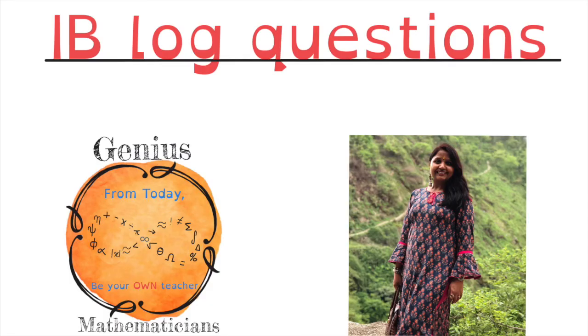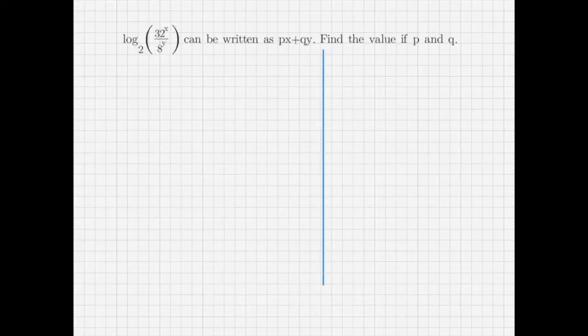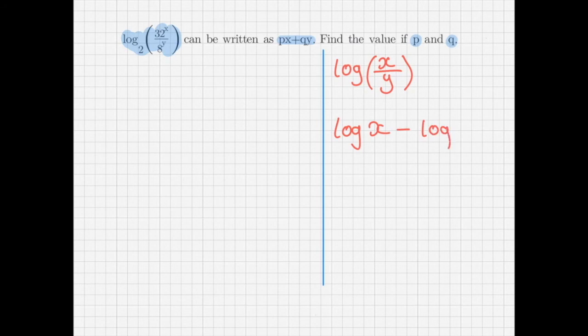Let's get started. So let's look at how to do this question. In this question, we are given that this can be written in the form of px plus qy, and we have to find the value of p and q. Before we get started, let me tell you a rule. If we have log of x over y, the log rule says that when they are in division, we can simply subtract. So log x minus log y.